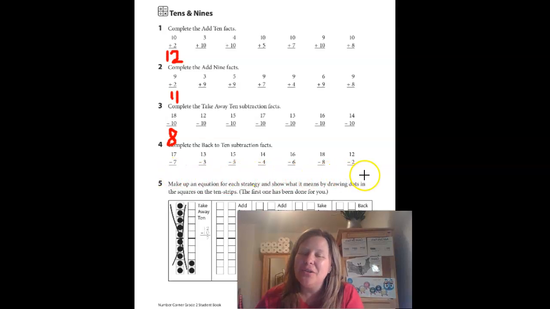I want you, as you go through, to see if you can figure out why we call those back to 10. Okay, so see what happens when you answer all of those problems in row 4.